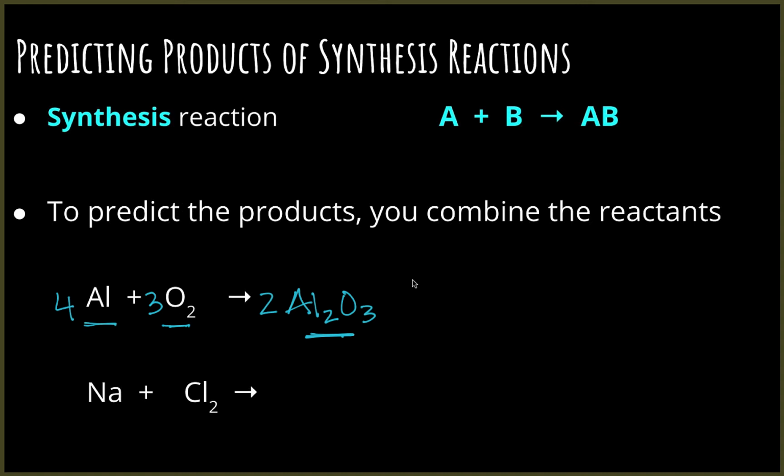The next one, same thing, sodium plus chlorine. The only thing that can happen there is they can come together to make a compound. But again, we're not simply going to stick them together. We're going to refer back to their charges. So sodium's a +1, chlorine's a -1. So when they come together, they make NaCl, or sodium chloride. Then you go back and balance.